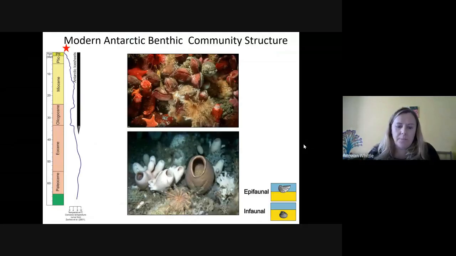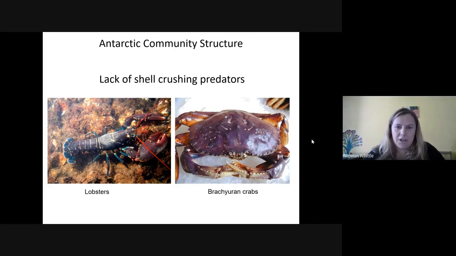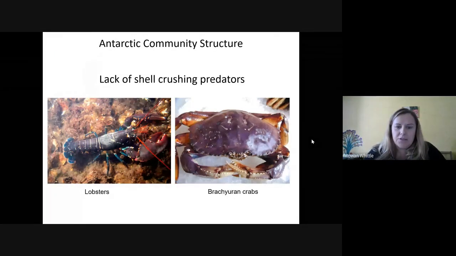So starting in modern Antarctica, the Antarctic benthic community structure is unusual compared to the rest of the world because it is dominated by epifaunal suspension feeding organisms. A lot of these are stationary groups, such as brachiopods, stalk crinoids, and sponges. In addition, the Antarctic community structure lacks shell-crushing predators. So things such as lobsters and crabs are missing from the community, as well as things like sharks and rays.